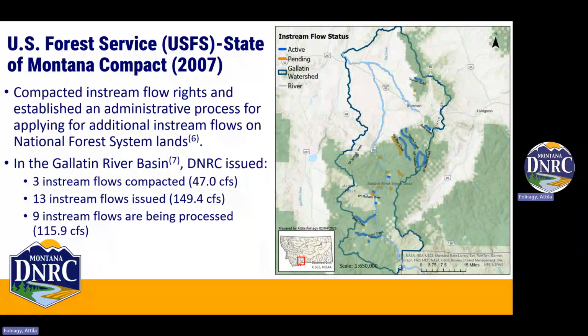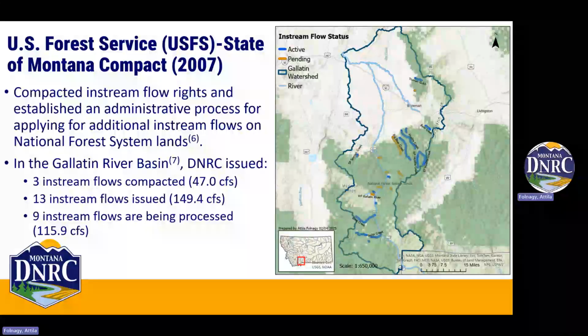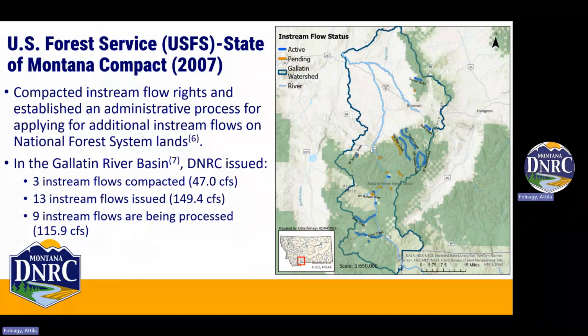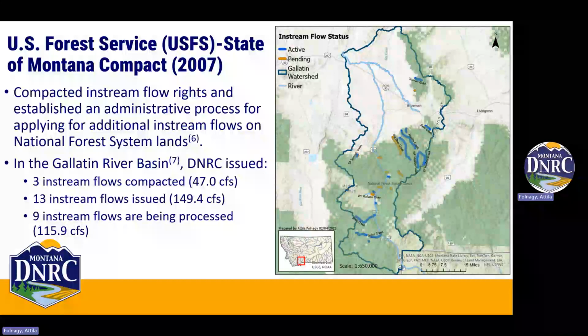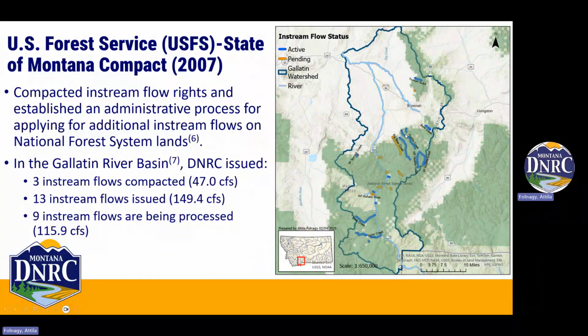The U.S. Forest Service Compact established in-stream flow rights, as well as a process that the Forest Service could apply for additional in-stream flow rights on National Forest System lands. In the Gallatin River Basin, DNRC has issued 3 in-stream compacted rights with a priority date of 2007: Highlight Creek, West Fork of Highlight Creek, and East Fork of Highlight Creek. 13 in-stream flows have been issued, which are shown in blue. 9 in-stream flows are being processed currently, shown in orange.